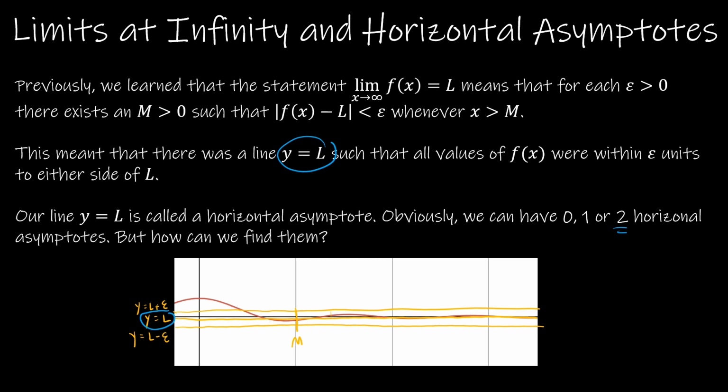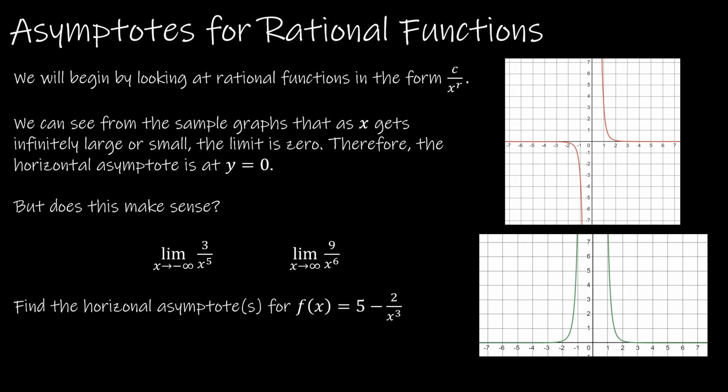Let's begin by looking at rational functions that are in this form, c divided by x to the r, where c is just some constant and then x to the rth power. We can see from the two sample graphs, which are y equals 3 divided by x to the 5th and y equals 9 divided by x to the 6th, that either way it appears that I have a horizontal asymptote at y equals 0, and therefore the function has a limit of 0 as I approach infinity or negative infinity. But let's make sure this makes sense.